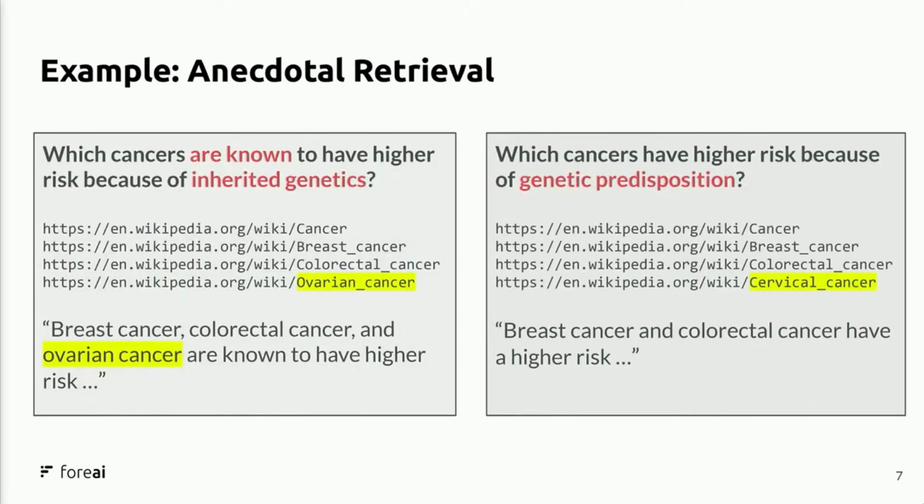One of the biggest problems that we see is what I call anecdotal retrieval, because it's the retrieval that retrieves the documents depending on the embedding itself. If you change the prompts, these are 2 semantically equivalent prompts, which cancers are known to have higher risk because of inherited genetics, or which cancers have higher risk because of genetic predisposition, meaning the same thing. But the retrieval stage will retrieve a different set of documents.